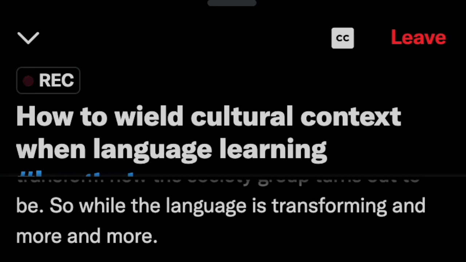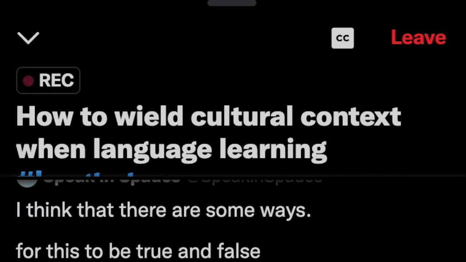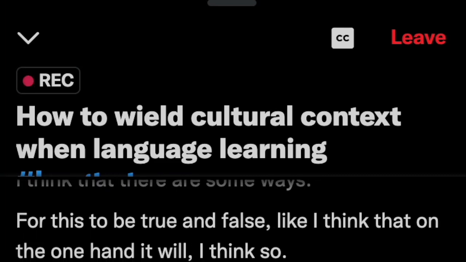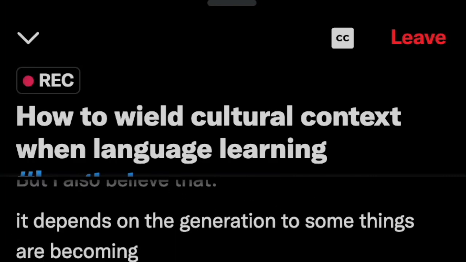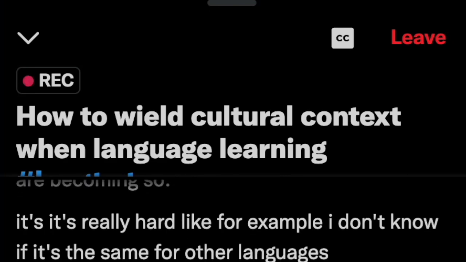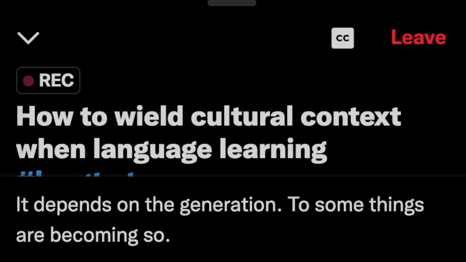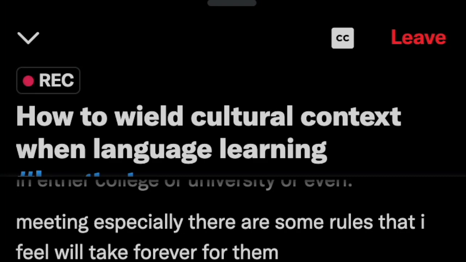I think that there are some ways for this to be true and false. On the one hand, I think it will, but I also believe that it depends on the generation too. Some things are becoming so, it's really hard. For example, I don't know if it's the same for other languages, but when you get to a certain level with English in college or university, or even for writing especially, there are some rules that I feel will take forever for them to change, if ever.